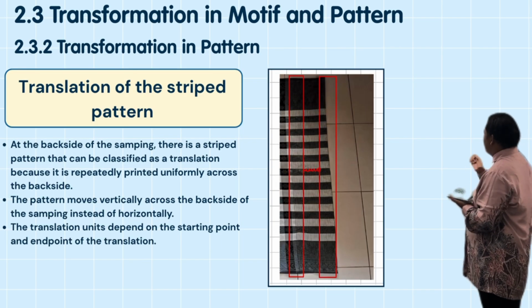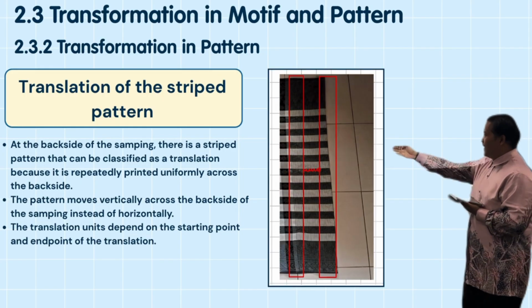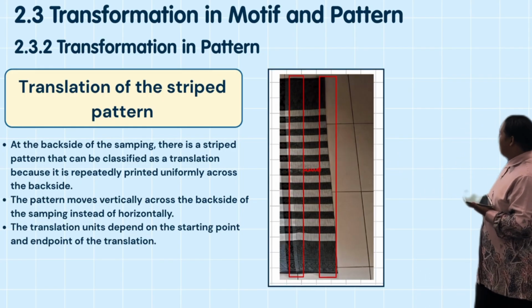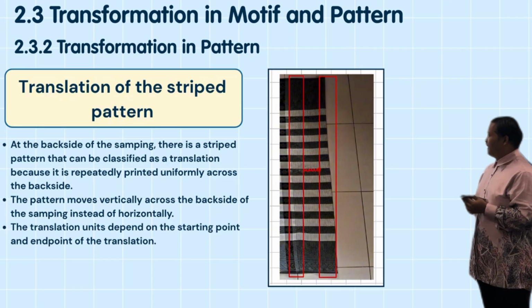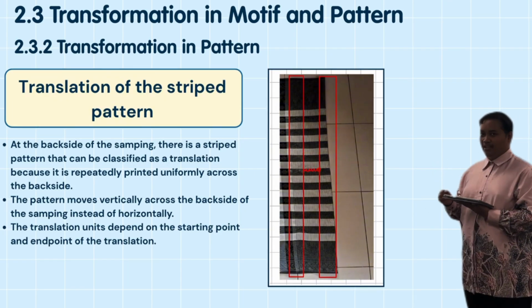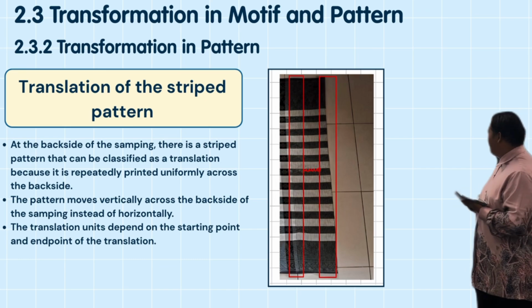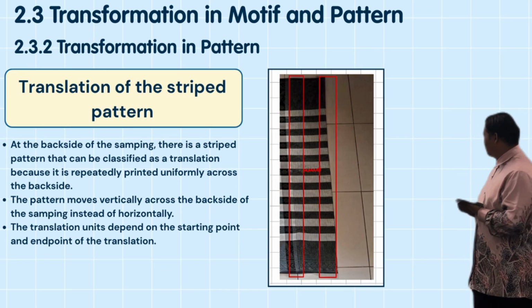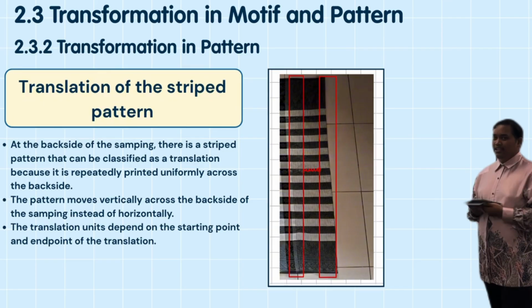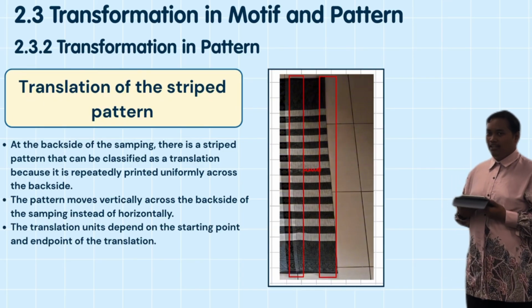Next, we also have the translation of the stripe pattern. At the back side of the sampling, as we can see in the diagram here, there is a stripe pattern which can be classified as a translation because it is repeatedly printed uniformly throughout the back side of the sampling. The pattern can also move vertically across the back side instead of horizontally. And finally, the translation will also depend on the starting point and the end point of our pattern.